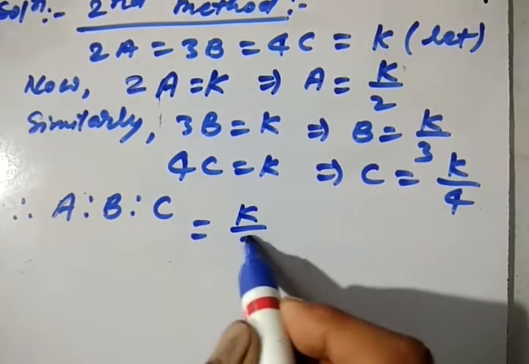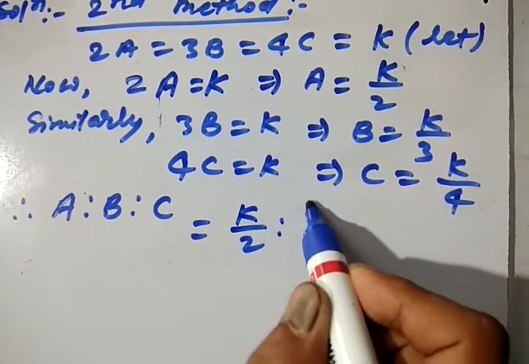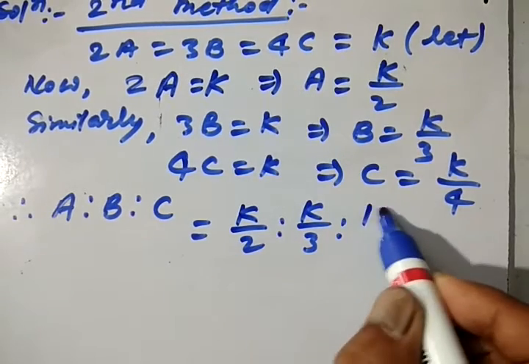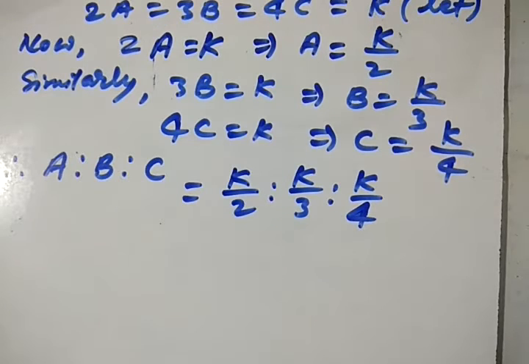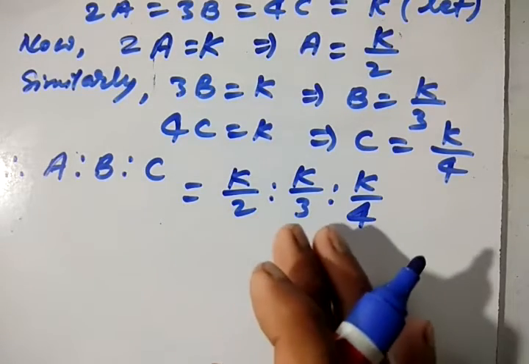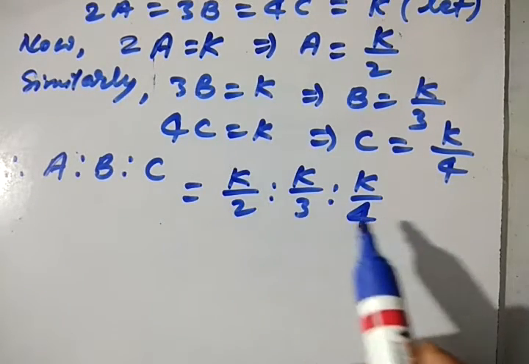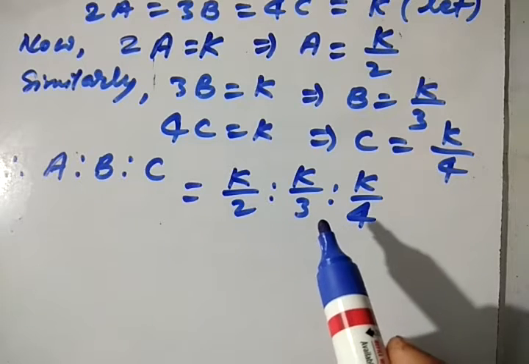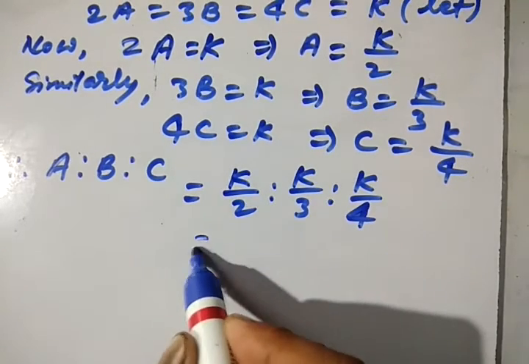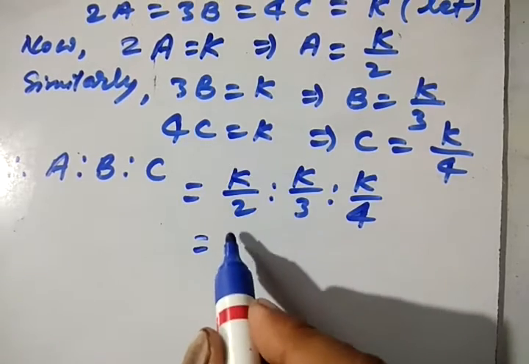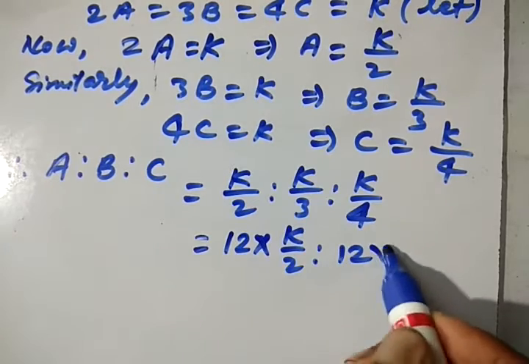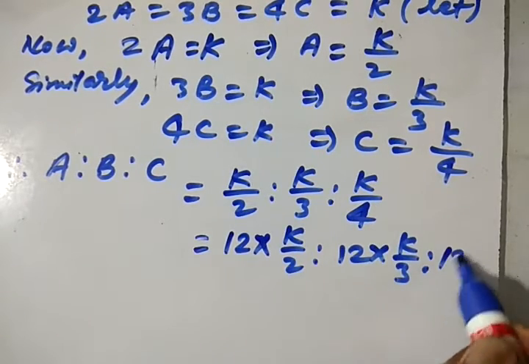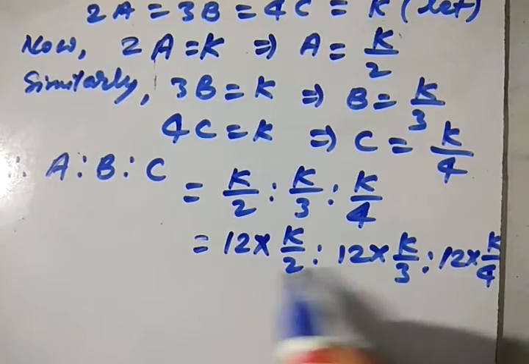The value of a is k by 2, the value of b is k by 3, and the value of c is k by 4. Now we have to multiply these terms by the LCM of the denominators of these terms, which are 2, 3 and 4. The LCM of 2, 3 and 4 is equal to 12. So 12 multiplied by k by 2 is to 12 multiplied by k by 3 is to 12 multiplied by k by 4.